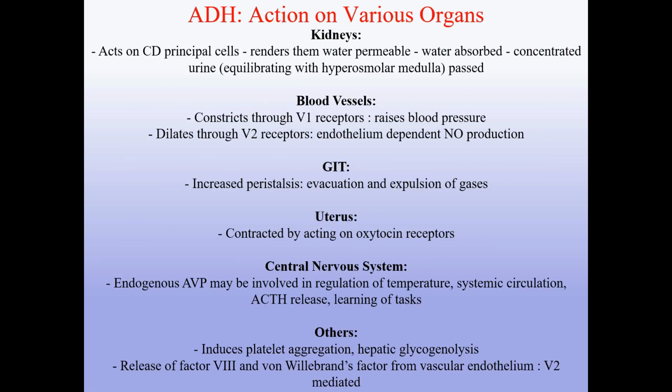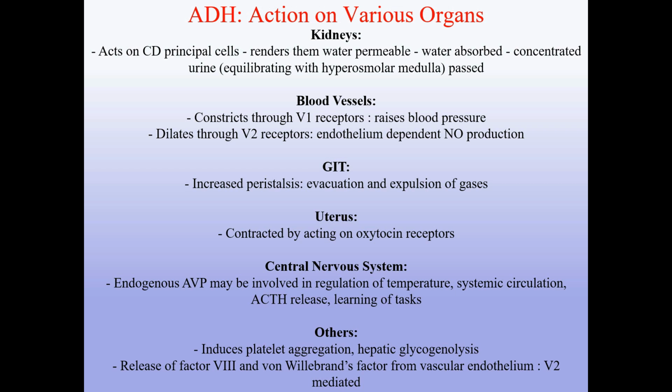Antidiuretic hormone action on various organs. First of all, kidneys. It acts on collecting duct principal cells, renders them water permeable, water is absorbed, and concentrated urine is passed, equilibrating with the hyperosmolar medulla. Blood vessels: it constricts through V1 receptors, raising blood pressure, and dilates through V2 receptors, via endothelium-dependent NO production.